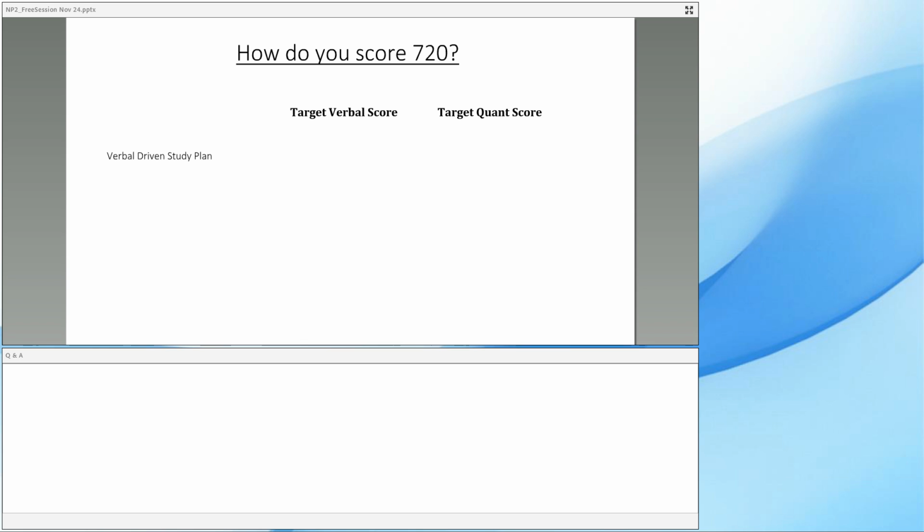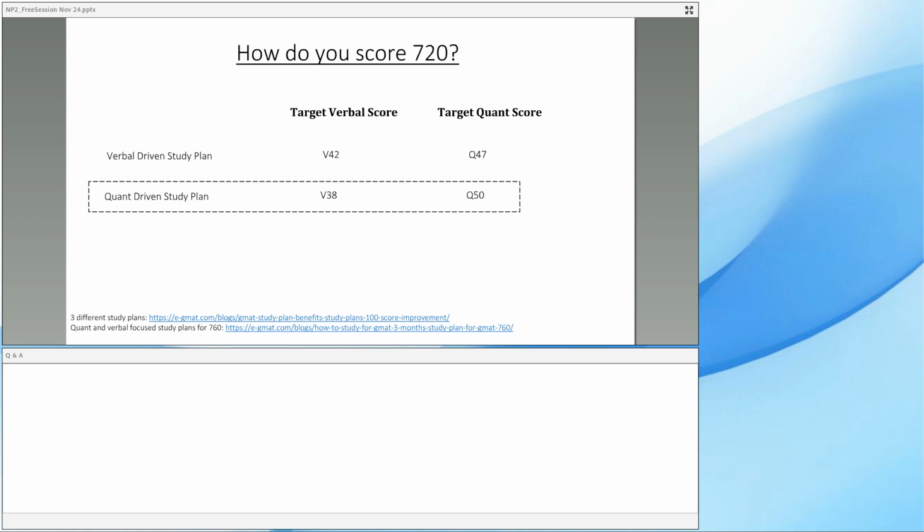The first thing when you join an e-GMAT course is we make you decide that path to your target score, and we teach you some of the best practices around it. So let's say there are two ways to get to those 720 scores, and we make you choose one of those two ways. In reality, we expose you to over 6 ways. So let's say the path that you choose is what we call the quant-driven study plan, where you get to a Q50, which is a pretty high score on quant, and then you really say, I need to improve my verbal to a V38.